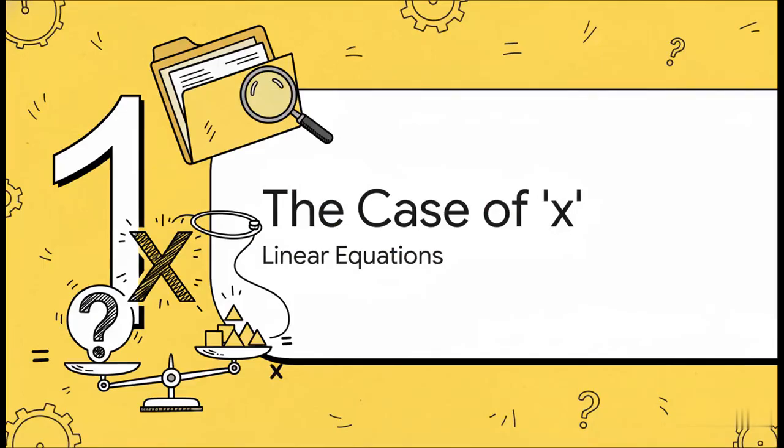We're looking at linear equations. Think of them as these perfectly balanced statements. Our main suspect, x, is hiding its value, and our whole job is to isolate it, to get it all by itself so we can finally discover its true identity.